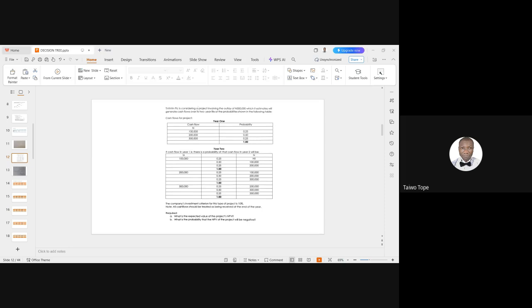When you invest the 300,000, there will be a chance node. That is a circle. When you draw the line, you now draw a circle. The circle will have three options. One of the options will be that when you invest 300,000, you get an inflow of 100,000. The next line, you get an inflow of 200,000. The next line, you get an inflow of 300,000. That is for year one.